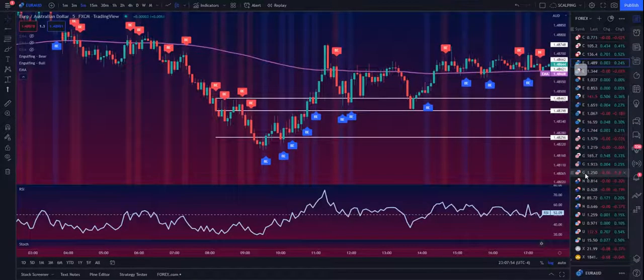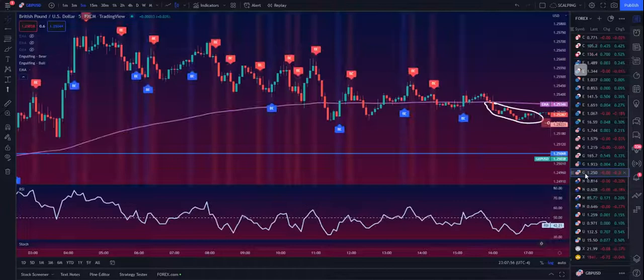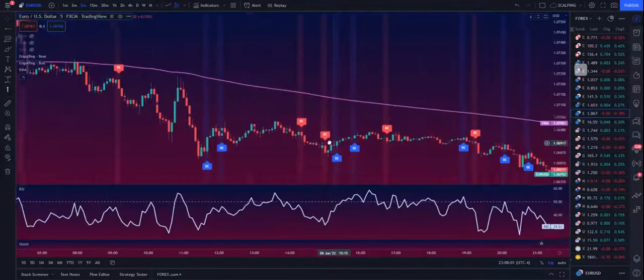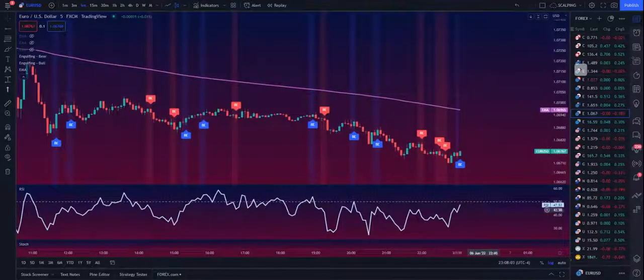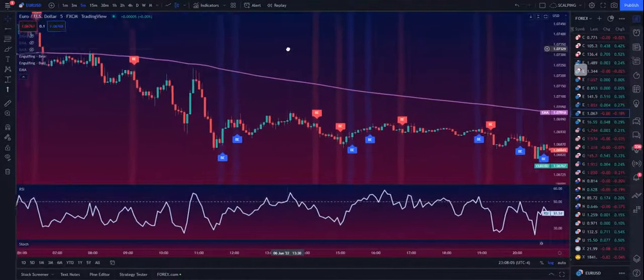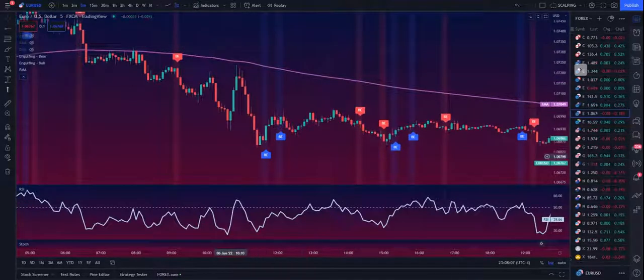I did them on the pound dollar, and the Euro dollar. So I was trading all of this. So let me know if you have any questions. Couple things to remember as you're scalping.